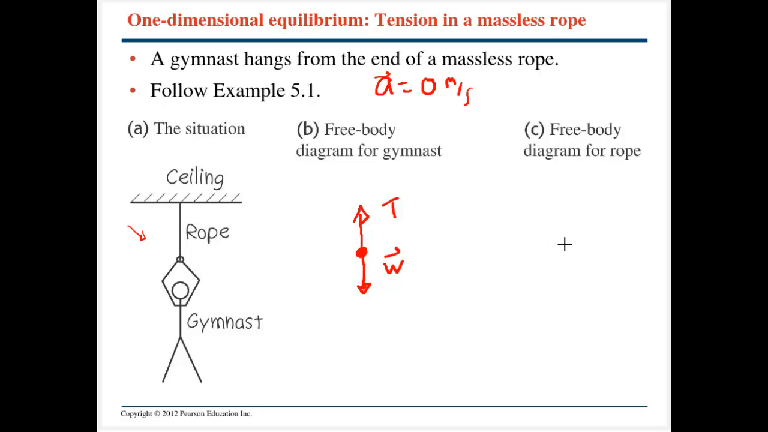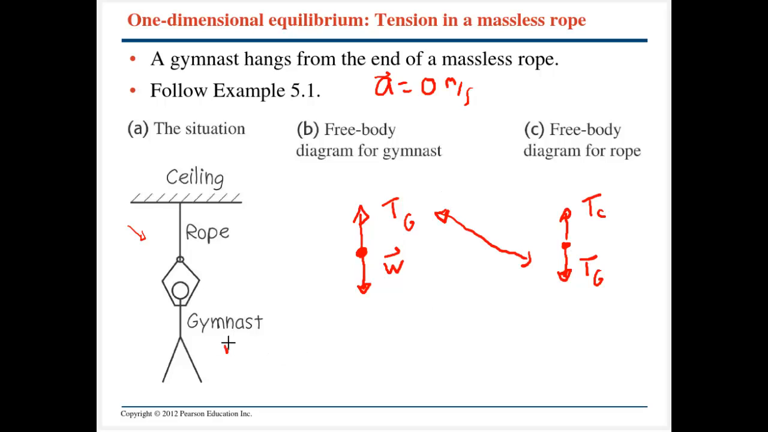The free body diagram for the rope is going to have some tension due to the gymnast, and then it's going to have some tension due to its interaction with the ceiling. The ceiling would have a similar force downward, making an action-reaction pair. And you can see we do have one action-reaction pair right here, which is the tension of the gymnast, equal magnitude, opposite directions.